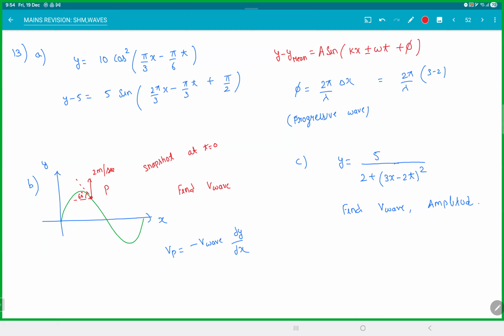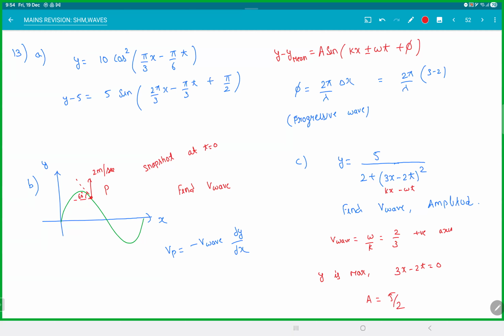Or you can even say like this. This is like kx minus omega t. So V wave is equal to omega by k, which is 2 by 3. Minus indicates it is traveling in the positive x-axis. What is the amplitude? Y is maximum where the denominator is minimum. So 3x minus 2t must become 0. Therefore, amplitude is 5 by 2.